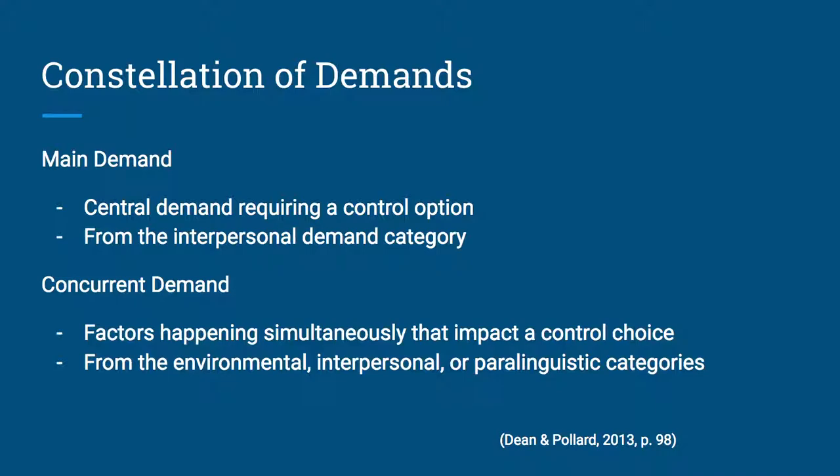Concurrent demands are factors or demands happening simultaneously that impact your control choice to the first or main demand. These tend to be from environmental, interpersonal, or other paralinguistic categories. Concurrent demands are the context requiring assessment before an effective control choice is made.